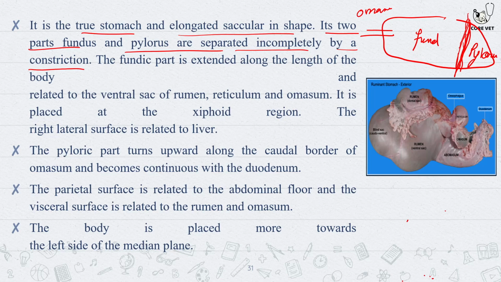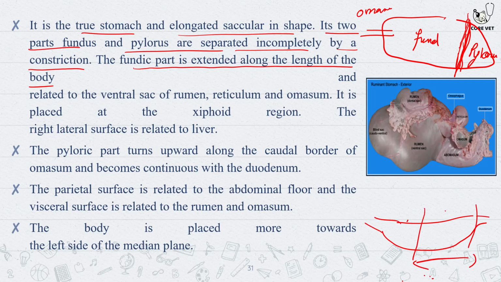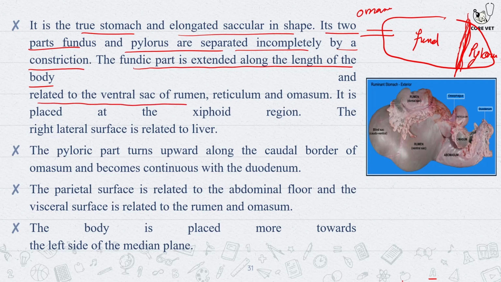The fundic part extends along the length of the body, meaning if this is the body of the abomasum, the fundus continues throughout the length. It extends a lot, meaning the major portion is comprised of the fundic region, right? And this is the ventral surface. This is the fundus region, and when it is in position, it will be in contact with the what? The ventral sac of the rumen.